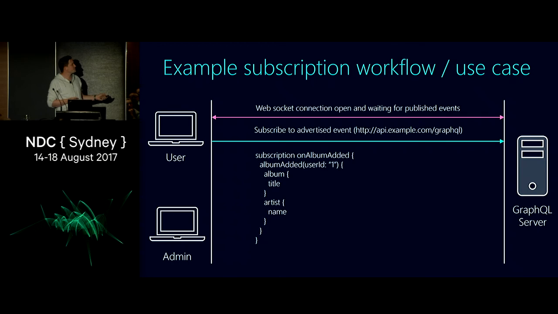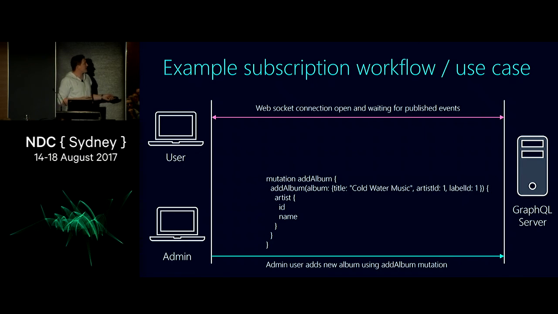So it gets subscription, and I want to be notified when an album is added, and I want to get the album title and the artist name. What's nice about this is it's not a fixed structure of the event that gets pushed to the client. The client still defines exactly the data structure that they want.